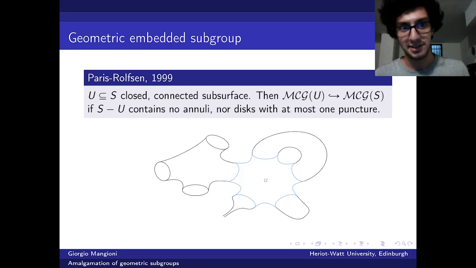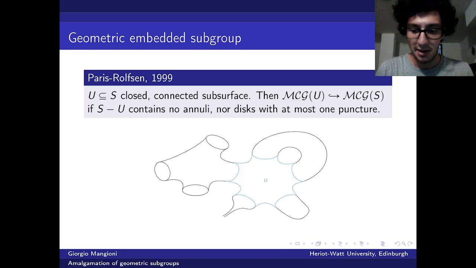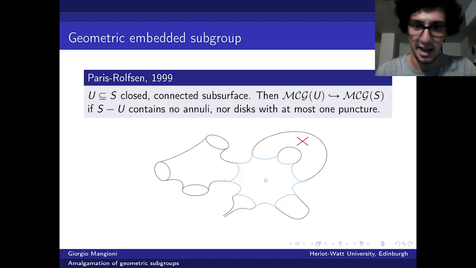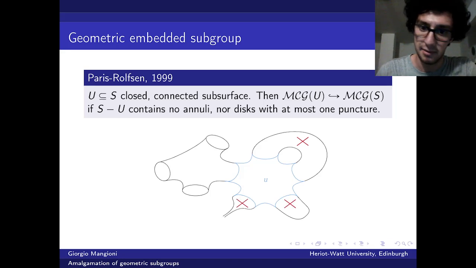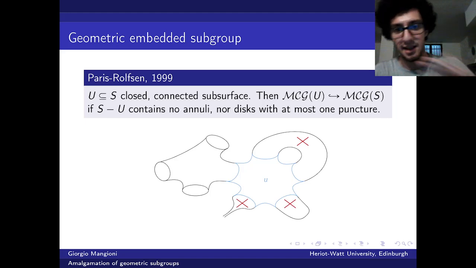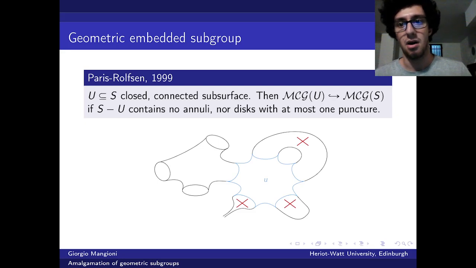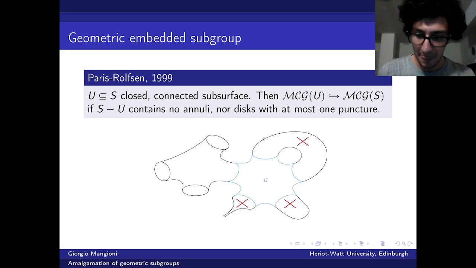And a theorem of Parris-Wolfson says that this map is injective if and only if the complement of U contains no annuli, so for example this annulus is forbidden, nor disks with at most one puncture. So we have to forbid both the right disk, which has no punctures, and the left disk, which just has one puncture. So if none of these bad cases happen, then we say that the mapping class group of U is a geometric embedded subgroup of the mapping class group of S.